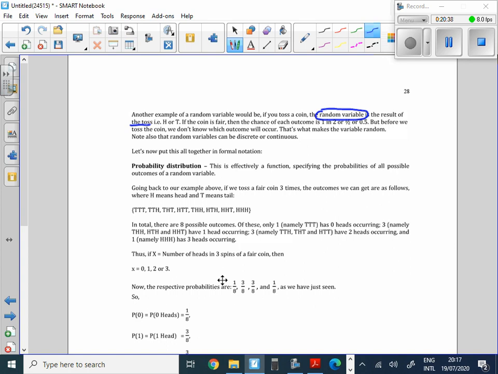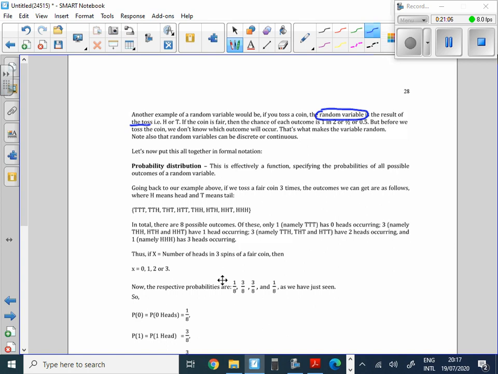Good. If the coin is fair, which you hope that it is, the chance of each outcome is 1 out of 2, or a half, or 0.5. And again, that fits in very nicely with the definition of probabilities. In other words, each individual probability falls between 0 and 1, and they sum to 1. Okay, we move on.